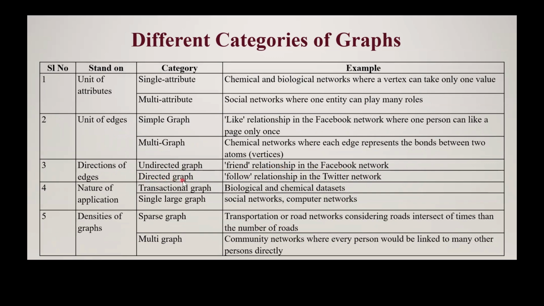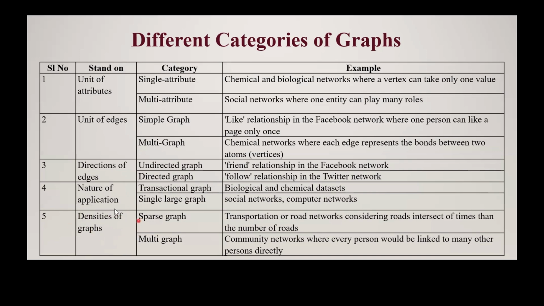But in a directed graph, the direction of the edge or link is mentioned, meaning it goes from one direction to another. When it goes in both directions, we call it undirected, meaning both directions are possible. For a directed graph, an example is the follow relationship on Twitter. Nature of application means where we can use it. It can be a transactional graph, such as biological and chemical datasets, or a single large graph, such as social networks or computer networks.